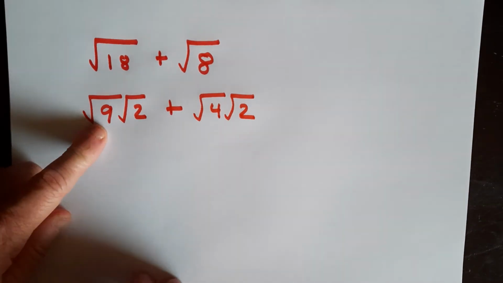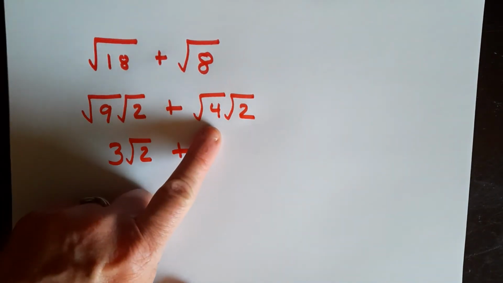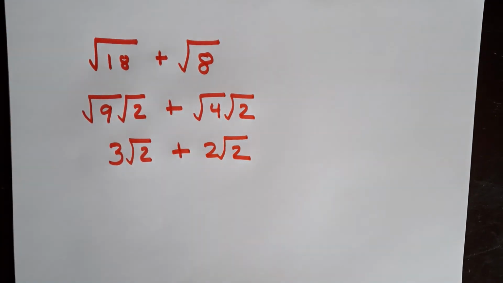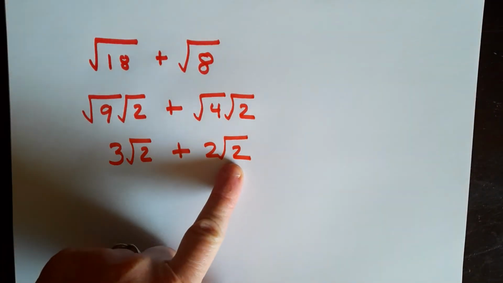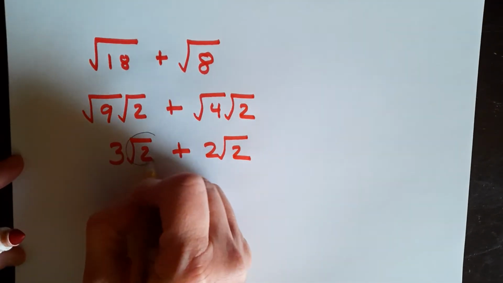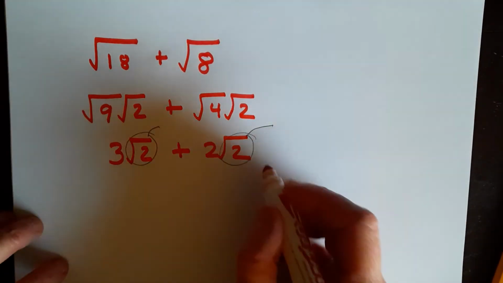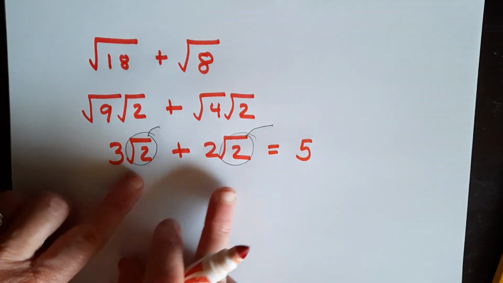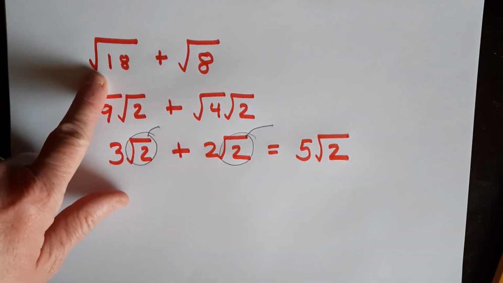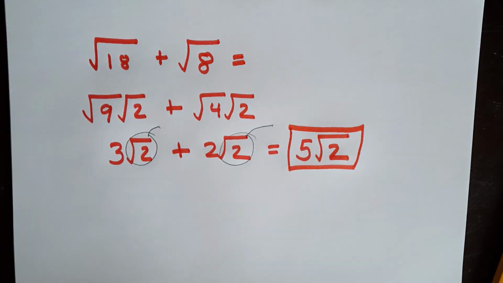Now we just simplify. We have 9. The square root of 9 is 3, times the square root of 2, plus the square root of 4, which is 2, times the square root of 2. Now, at this point, we can see that we have like terms. Both of these have the square root of 2 in them. So, like I told you in class, that's kind of like saying these are 3 apples plus 2 apples. So 3 apples plus 2 apples would be 5 apples. But of course, we're not adding apples. We're adding square roots of 2. So the answer to the square root of 18 plus the square root of 8 is 5 times the square root of 2.